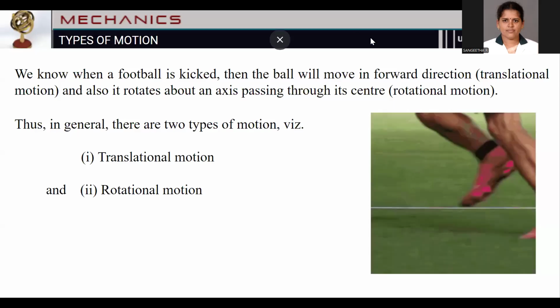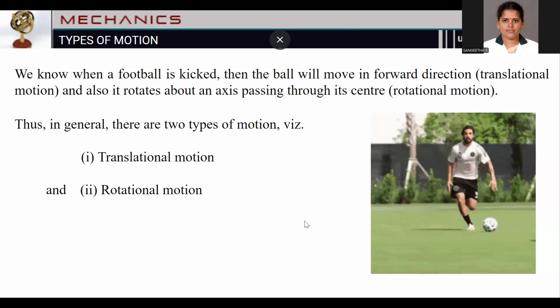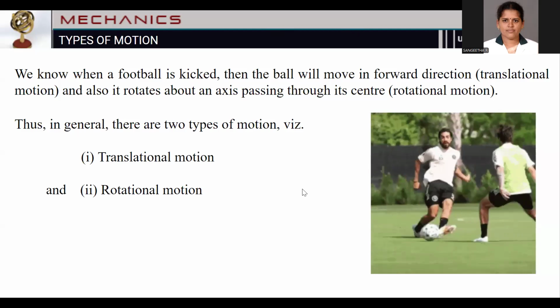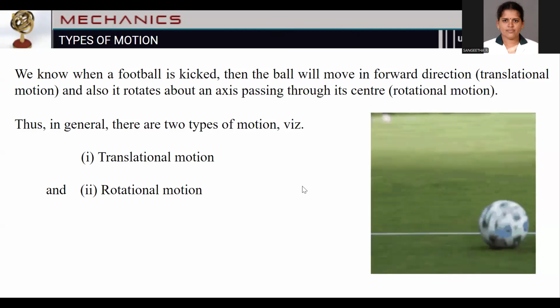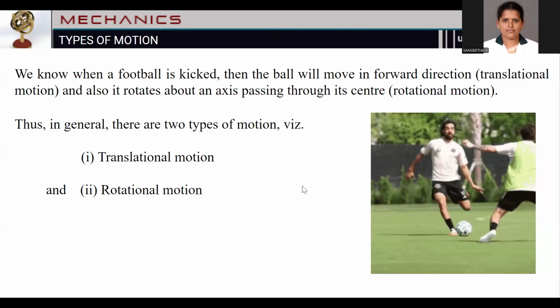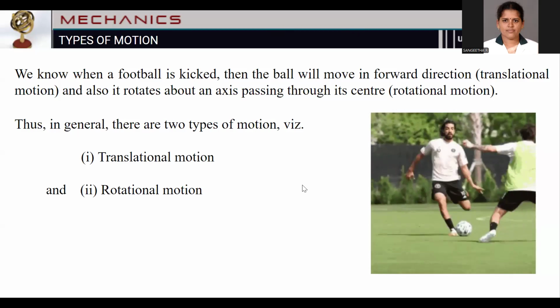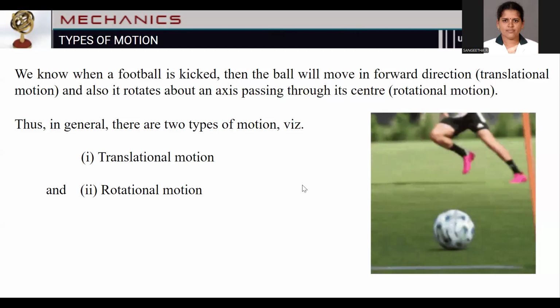The topic which we are going to see is rotation of a rigid body. Before going to rotation of a rigid body, we can see what is meant by motion. Motion, we all know, is the movement of an object from one place to another. For example, when we kick a football, the ball moves in a forward direction. That is a translational motion.